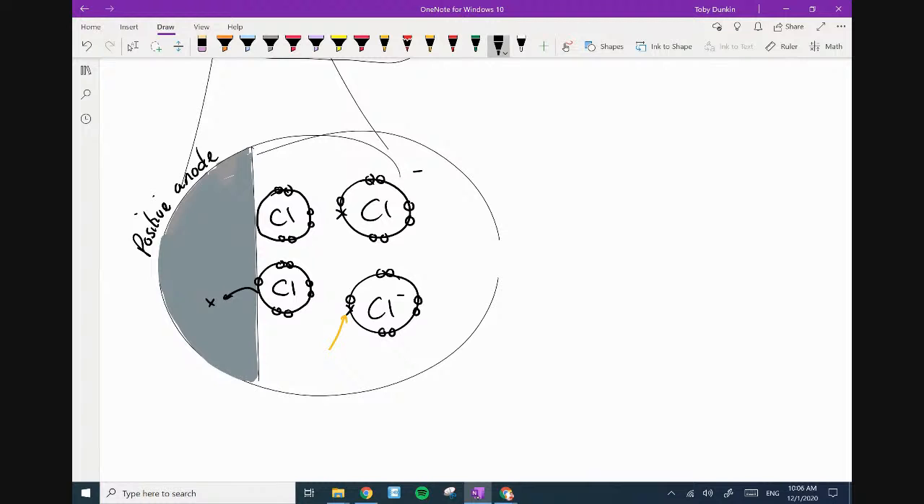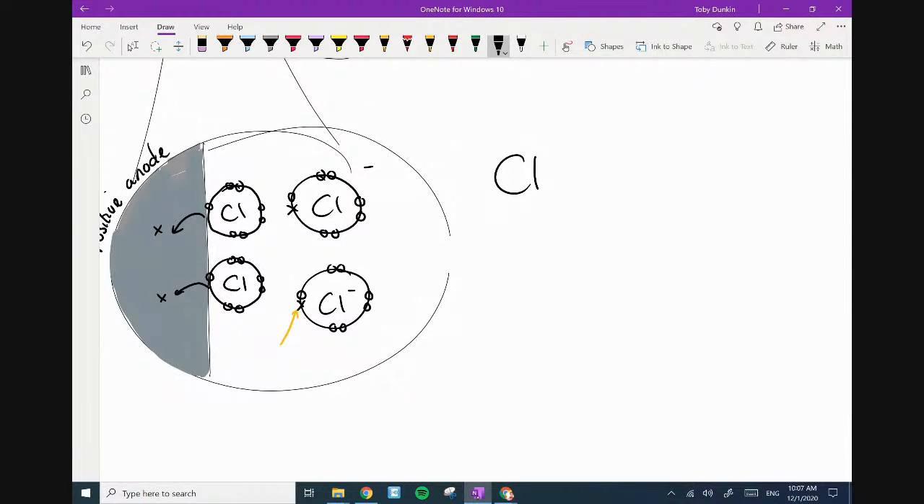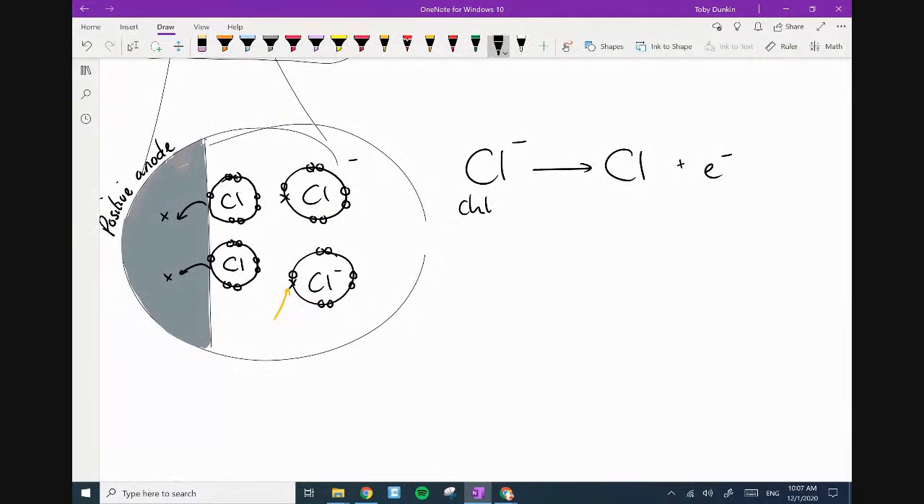When this one hits the electrode, it also loses its electron. It is physically ripped off it by the electricity. Now, what you realize is that a chloride ion is becoming a chlorine atom and losing its electron. So this here is a chloride ion, and this is a chlorine atom.